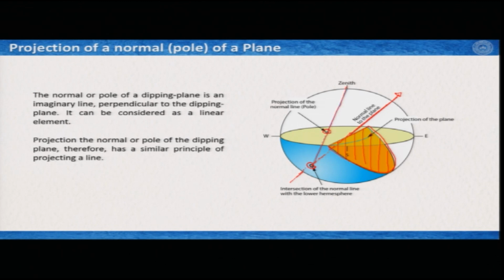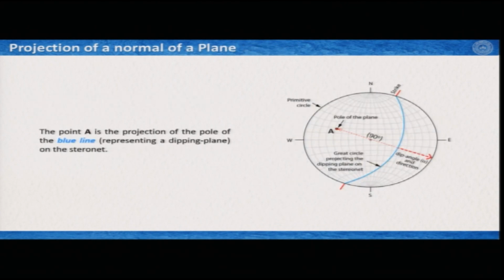It would intersect somewhere on the projection plane, or on the equatorial plane, or on the primitive circle, and this point is the pole of this plane projected on the surface. So, this is how it looks once we are ready with the projection. The plane is similar to the plane that we have projected before, this blue line, and now this point A here is the projection of the pole of the blue line, which is a dipping plane, on the Stereonet.